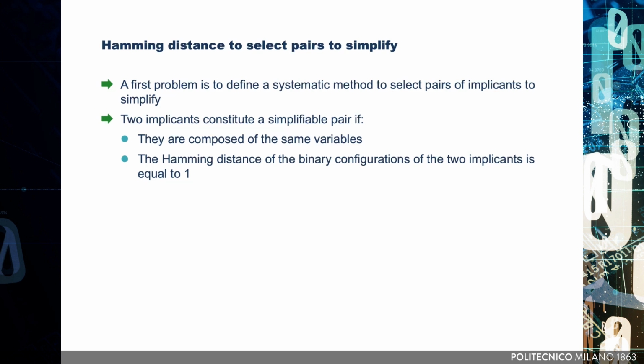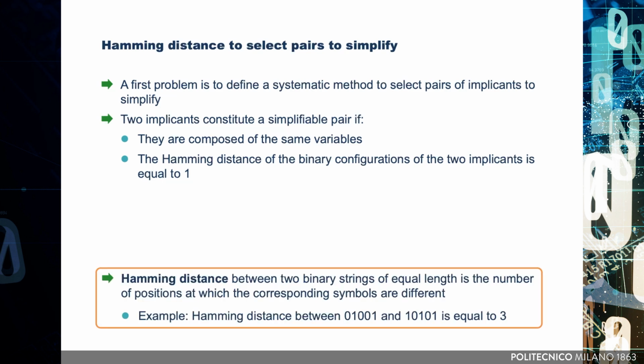Two implicants form a reducible pair if they consist of the same variables and the Hamming distance between their respective binary configurations is equal to 1. The Hamming distance between two binary strings of equal length is the number of positions at which the corresponding symbols are different. For example, the Hamming distance between 0, 1, 0, 0, 1 and 1, 0, 1, 0, 1 is 3, as they differ in the first three positions from the left.